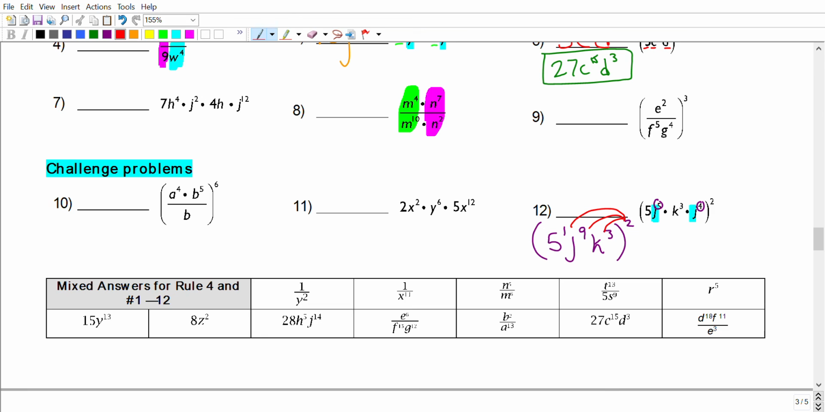So write down all of your bases, which is 5, j, and k. And now let's figure out what the multiplication would be. So 1 times 2 is 2. 9 times 2 is 18. And 3 times 2 is 6. I can figure out what 5 to the 2nd is. That's just 5 times 5. So my final answer here is 25, j to the 18th, and k to the 6th.